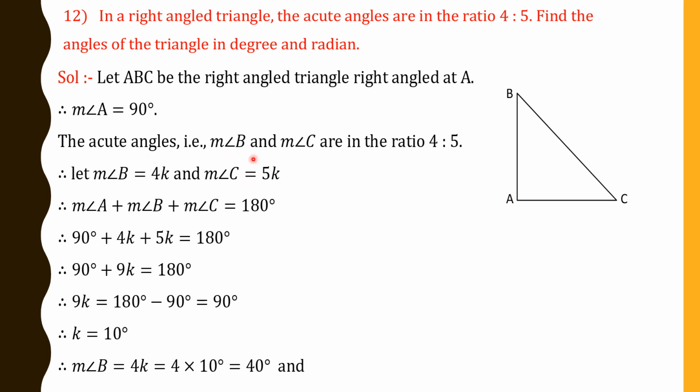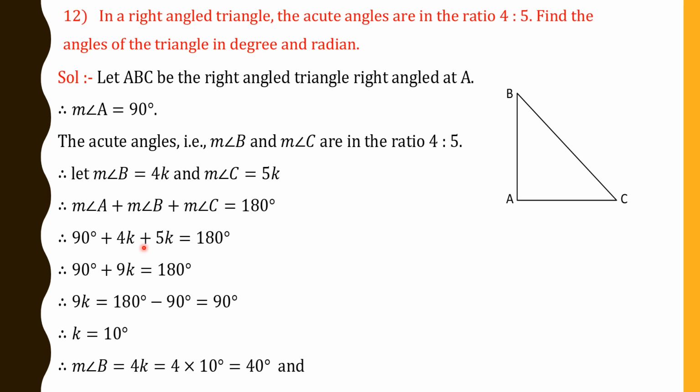The acute angles, that is measure of angle B and measure of angle C, are in the ratio 4:5. Here acute angles B and C are in the ratio 4:5. Suppose we take K as a constant multiple, then let measure of angle B equal to 4K and measure of angle C equal to 5K. We know that addition of three angles of a triangle is 180 degree. Therefore, measure of angle A plus measure of angle B plus measure of angle C equal to 180 degree. Measure of angle A is right angle, means 90 degree, plus measure of angle B is 4K, measure of angle C is 5K equal to 180 degree.